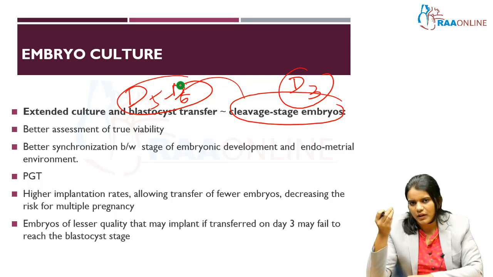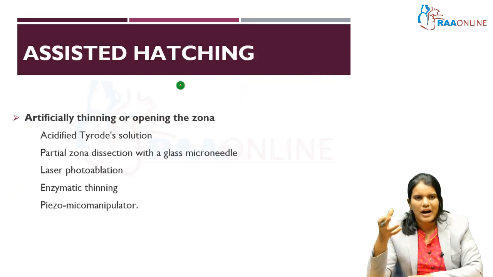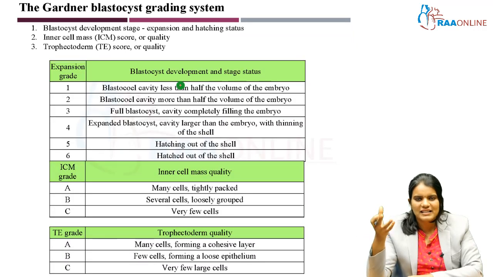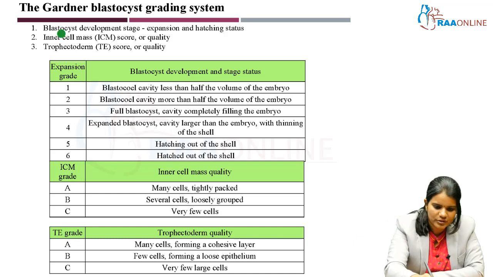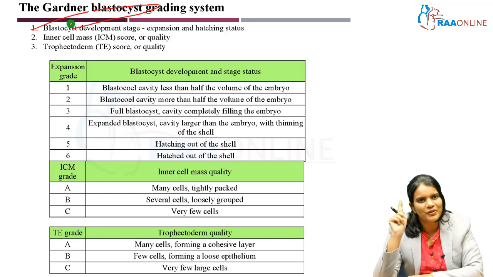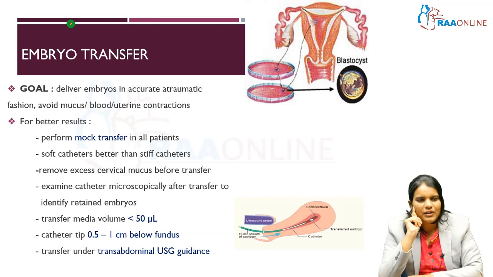If I have to put it in easy words, this is the answer why we prefer a blastocyst culture. Now, assisted hatching, of course, we can use assisted hatching. Okay, and this is the blastocyst grading system. You may not be asked in the exam, just the name alone you read. Whenever you are in doubt, read the name alone. And then the embryo transfer, most important step.